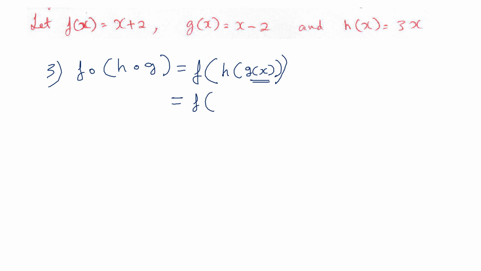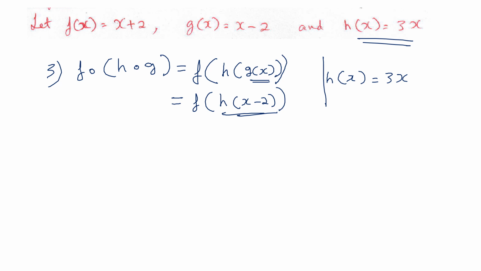So f of h of, in place of g of x, what you have to write? x minus 2. Okay. Now comes how to solve this. See, we want now h of x minus 2. So how to do that? We have in the given question, see, we have here h of x is equal to 3x, right? Here this is given. So in place of x, we have x minus 2. So that is 3 into x minus 2.